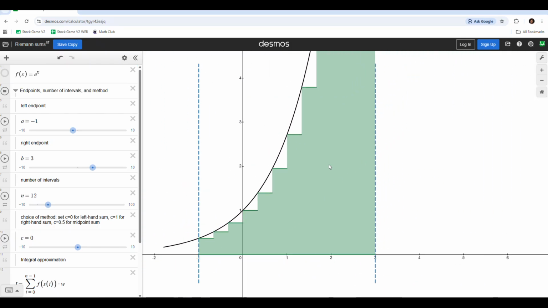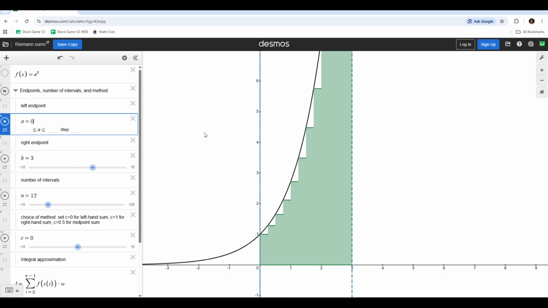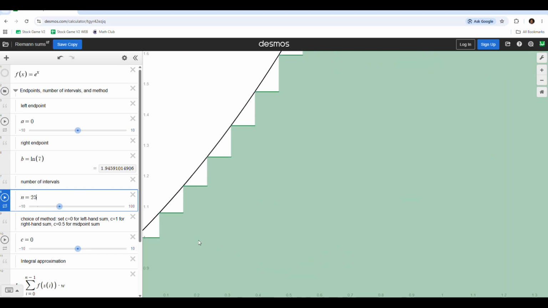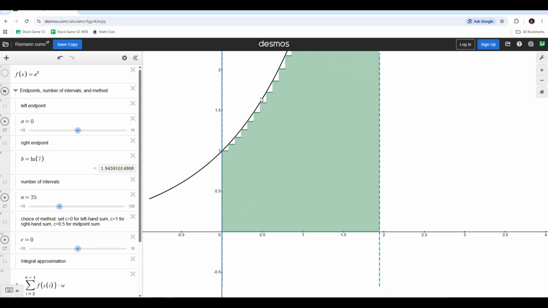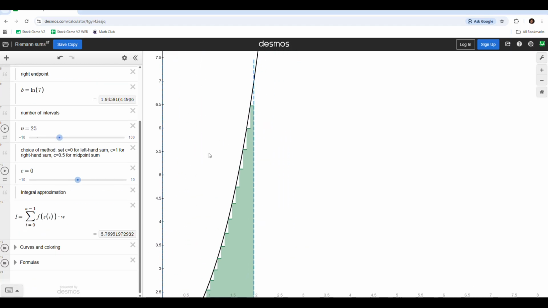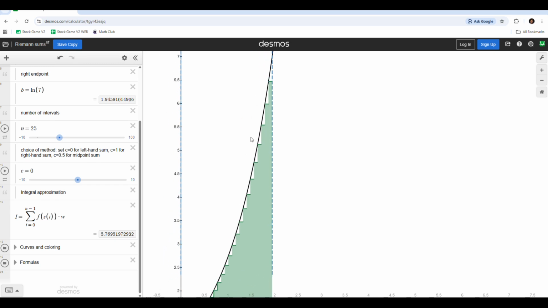And you can kind of see our left-hand sum being built. Notice, we know it's a left-hand sum because all of these values intersect at the left side of the rectangle with the function. And we can go from a equals 0 all the way up to b is the natural log of 7. Number of intervals, let's choose 25. And so you can see, just visually speaking, this is an underestimation. And we know it's an underestimation because we can see all of this area that we're not including.